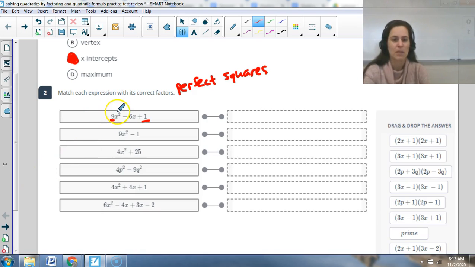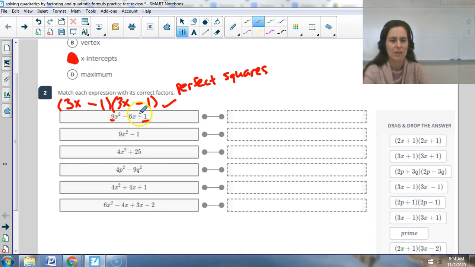Let's find out. So in this one, the middle term is negative, so I know that my first term, because it's a perfect square, would be 3x, and my last term would be 1. Because the middle sign is negative, both these terms would be negative. The way that we know we did it right is by distributing. So 3x times 3x is 9x squared. 3x times negative 1 is negative 3x, and then another negative 3x. So negative 3x minus 3x is negative 6x, and negative 1 times negative 1 is positive 1.